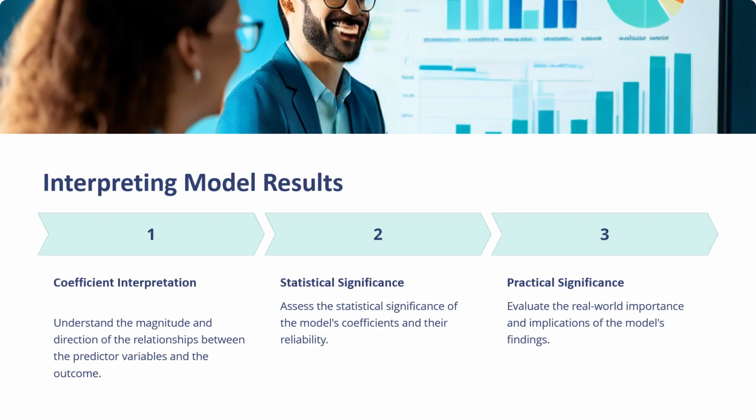How to interpret the model results? Number one, coefficient interpretation. Understand the magnitude and direction of the relationships between the predictor variable and the outcome. Number two, statistical significance. Assess the statistical significance of the model's coefficients and their reliability. Number three, practical significance. Evaluate the real importance and implications of the model's findings.